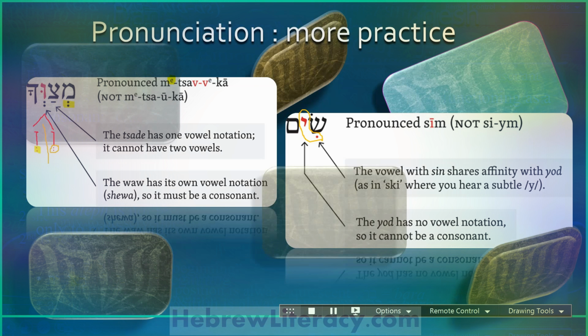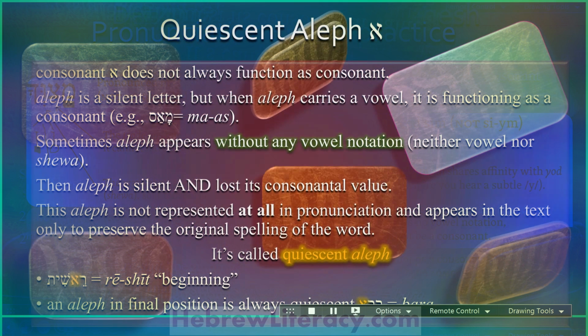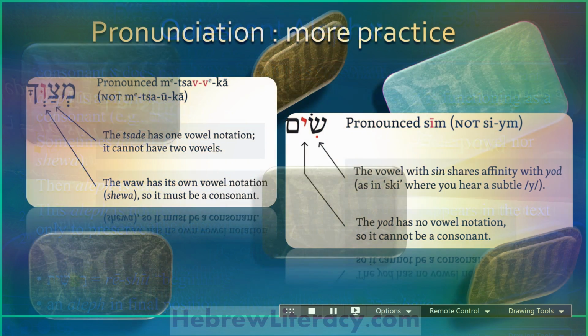Okay, let's move on. Yes. Question? Oh, go ahead, please. Rabbi, the preceding word sim is one syllable? Yes. Good question. Did everybody get that? It's not si-im, right? It's sim. Sim. Because this yod is not a consonant here.